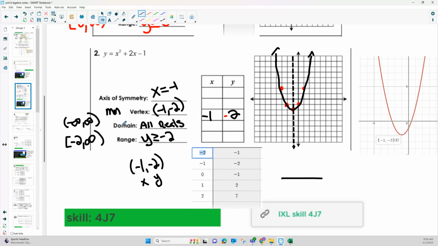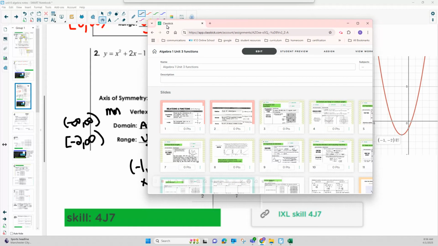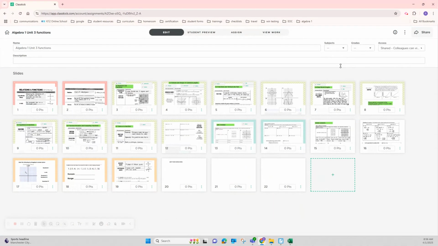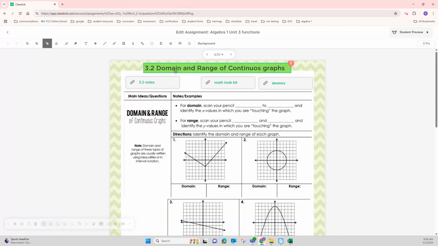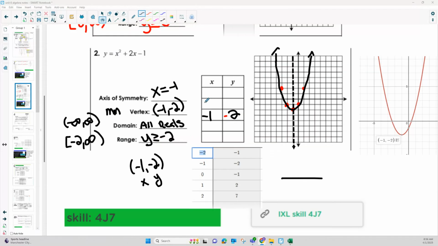We're going to work more with domain and range, but if you guys go back into Classkick, I'm going to show you guys where we talked about domain and range. And we did it in Unit 3. And we named the domain and range for a lot of functions. So if you guys want to go back and review how to name domain and range in those interval notations and all that stuff, this is what you want to go look at. Okay, this is definitely the review material.